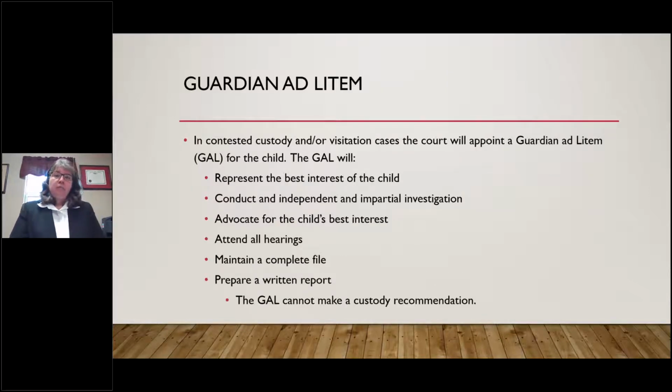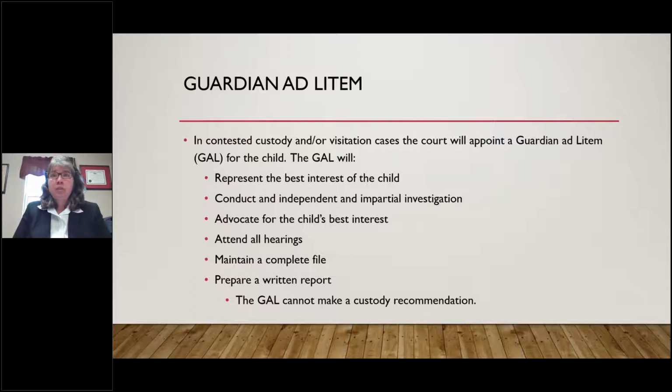Now, in any custody or visitation case that is contested, the court is going to appoint a guardian ad litem. The guardian ad litem is usually an attorney. Sometimes it's a lay person who has specialized training in this area, but the court will appoint the guardian ad litem to represent the best interests of the child. This is a neutral person who usually does not know either parent or either side, and they're going to conduct an independent, impartial investigation and advocate for the child's best interest.